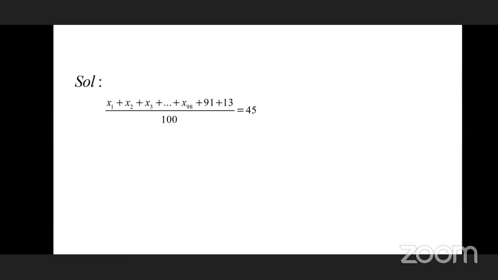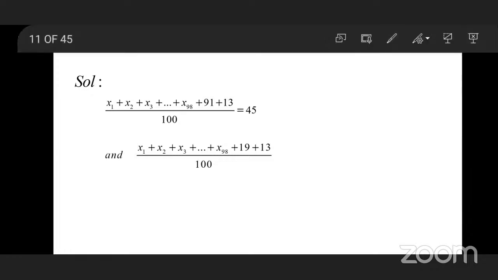x1 plus x2 plus x3 plus so on up to x98 is equal to... the sum divided by 100 is equal to 45, which is given. But one value is incorrect. What is the original mean?